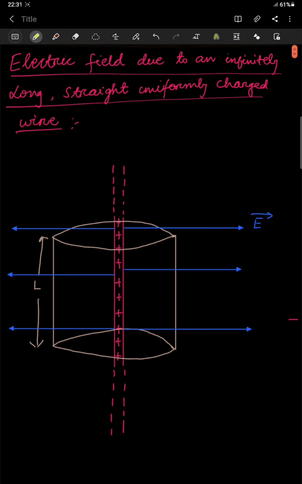In today's lecture, we will focus on the application of Gauss law. Basically, there are three applications. We will read one by one. The first one is to find the electric field due to an infinitely long straight uniformly charged wire.